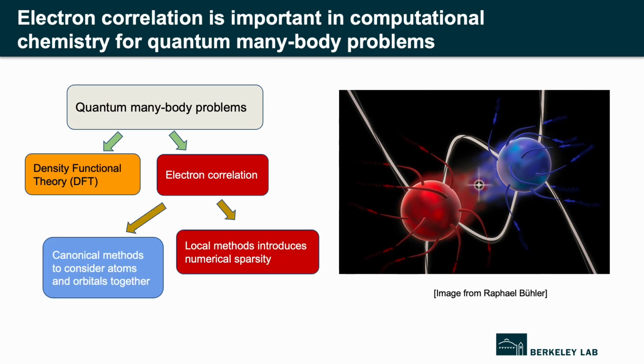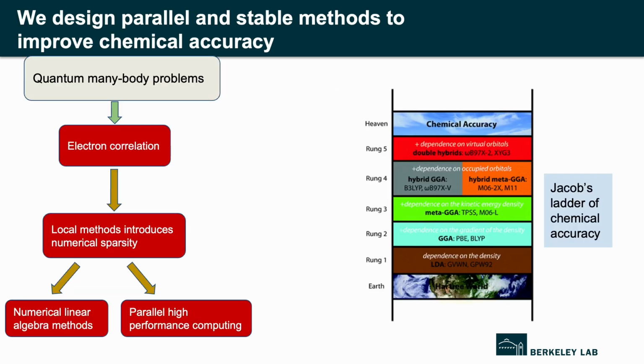Traditionally, there are several methods for electron correlation, and one is called the canonical method. Typically, it tries to consider the atoms and orbitals together. But we are going to use what we call the local method, which tries to introduce numerical sparsity in the mathematical problem that we have. So we design parallel and stable methods to improve chemical accuracy in electron correlation, especially for the local problems that we are going to solve.